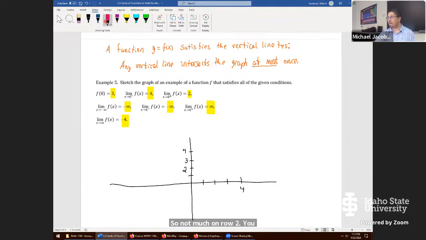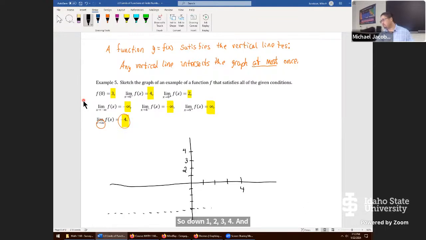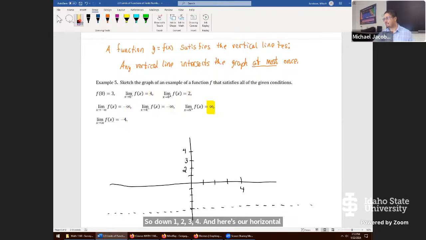This is a particular limit where, because there's an infinity right there, and because there's a finite number right there, this one leads towards a horizontal asymptote. It's at height -4, so it's a really good idea to just plot that one right away. Let's go down 1, 2, 3, 4, and here's our horizontal asymptote. Okay, let me undo the highlighting. So we did the most critical step, folks. We looked before we leapt.